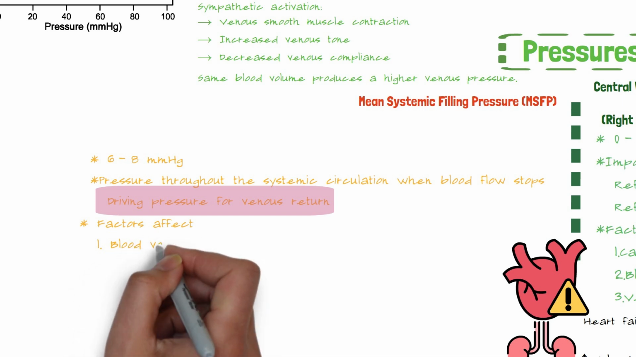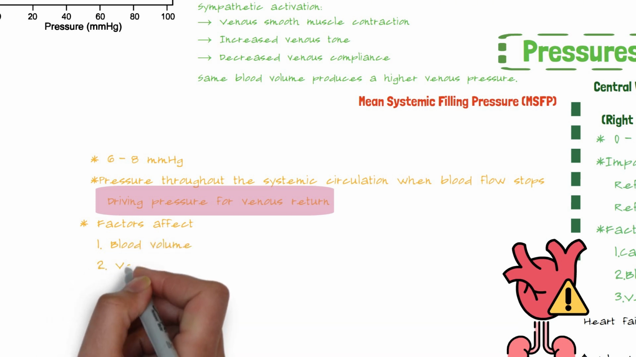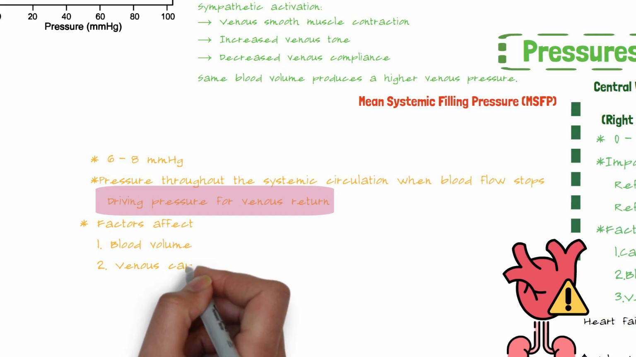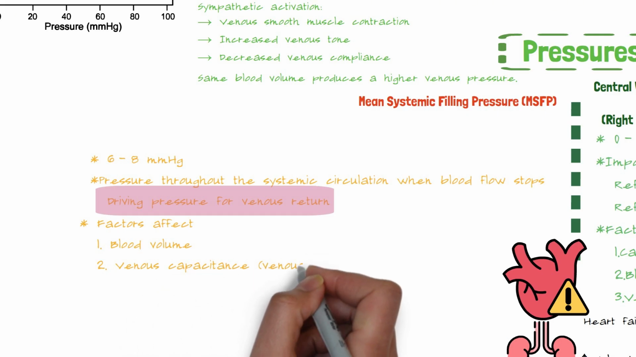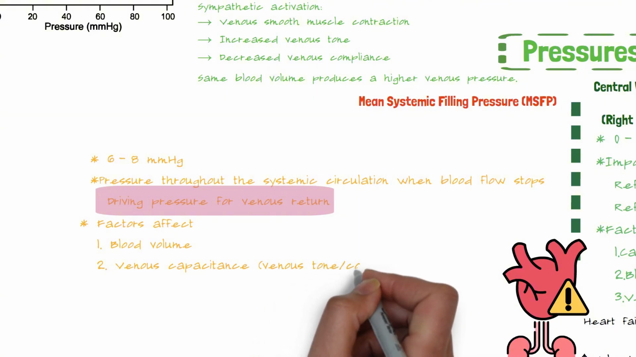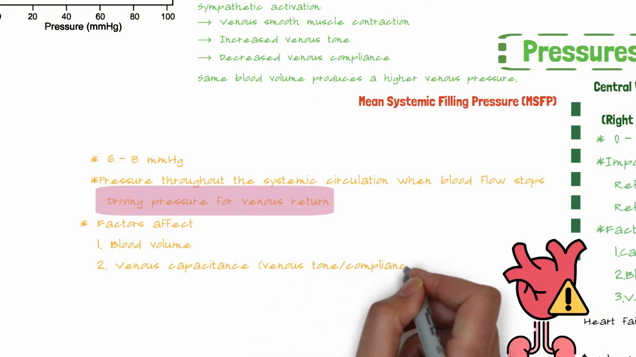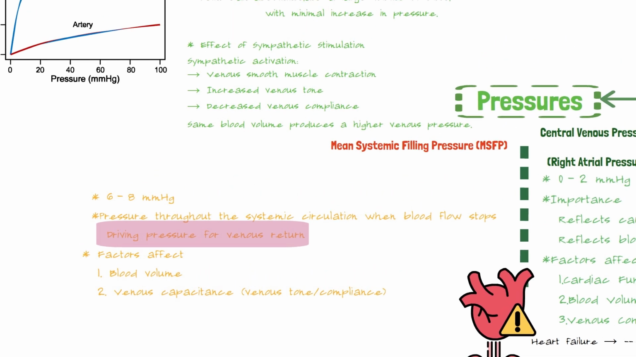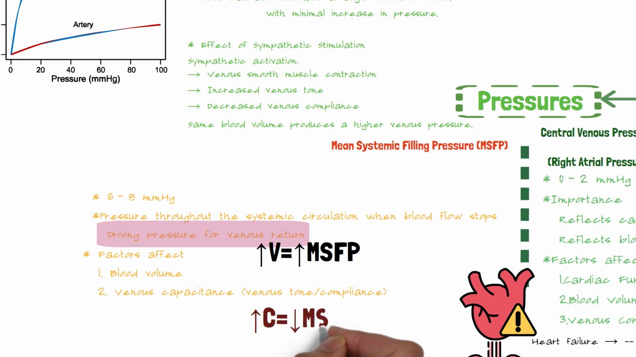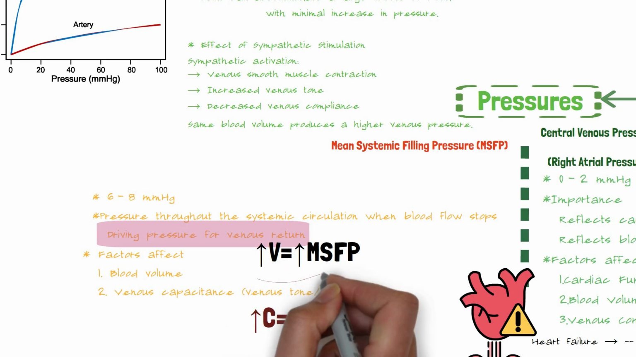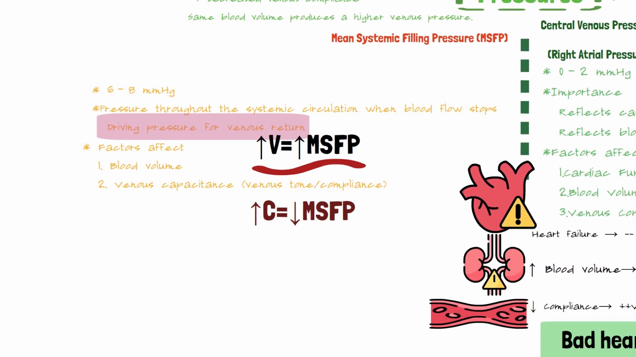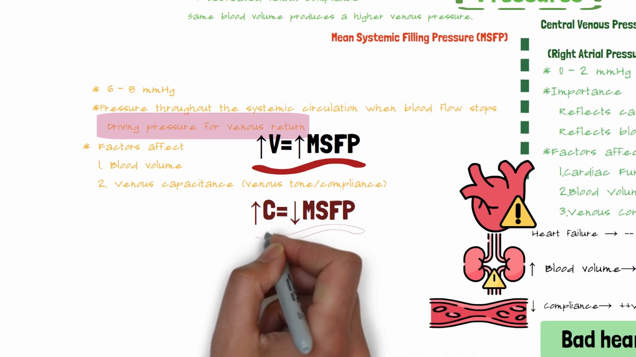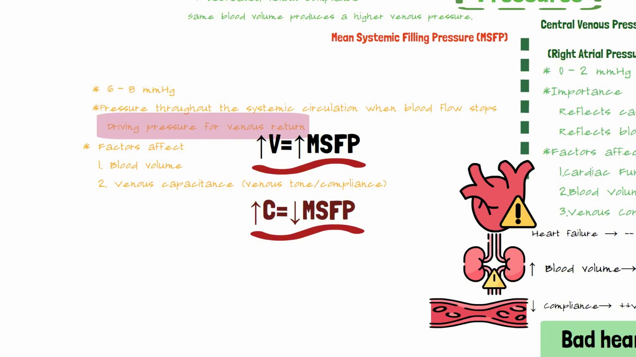or compliance. So if the blood volume increases, the mean systemic filling pressure will increase. In contrast, when the veins become more compliant, they store a large volume of blood without much increase in pressure, so the mean systemic pressure decreases. So remember, the relationship between the mean systemic filling pressure and the blood volume is direct, while the mean systemic pressure and the compliance are inversely related.